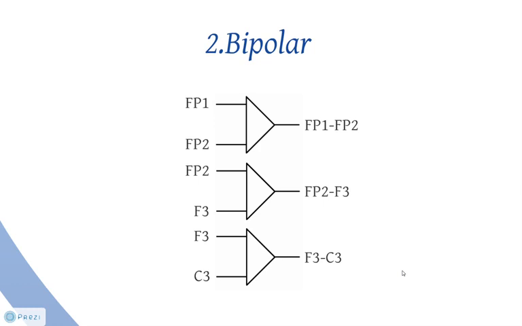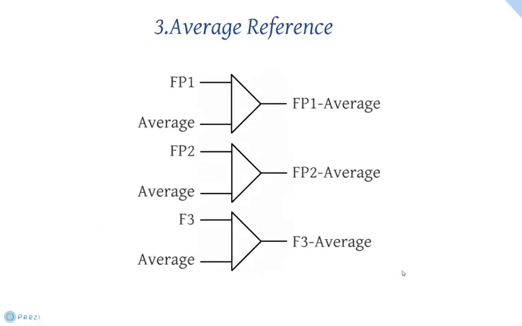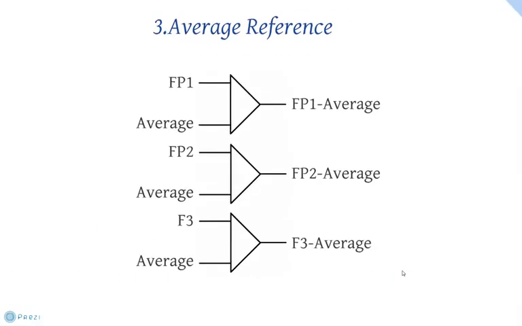Another approach is to use bipolar electrodes. For this method, each electrode is connected to an amplifier with the adjacent electrode. This method allows much more accurate localization of the signal. However, it also distorts the true signal and potentially permits signals of opposing phase to cancel each other out and be lost.